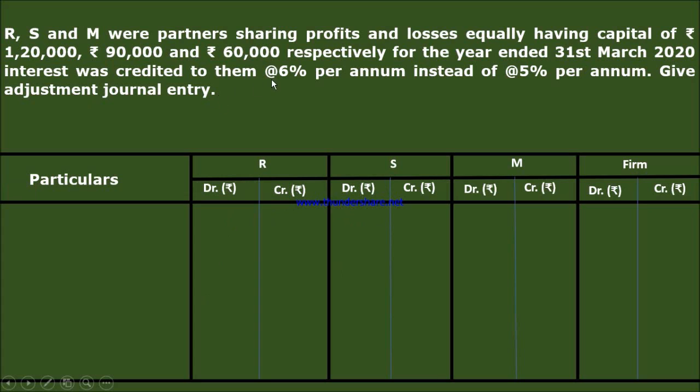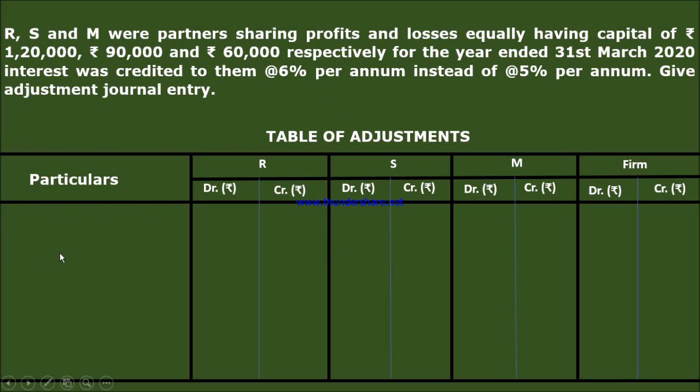So what is the wrong that happened here? The firm has paid 6% per annum interest on capital. So as we have solved in the previous question, if we have done some mistake, first of all we have to rectify that error. Now interest on capital has been credited in the partner's capital account. So how to rectify it? We have to debit the interest on capital. So let us see what to do.